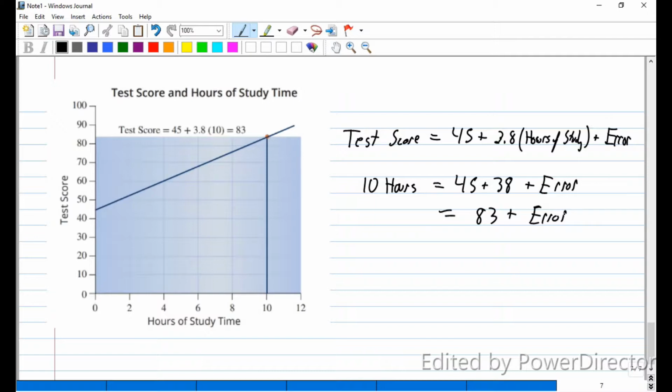And so that error could be positive, it could be negative, it could affect my score, and it's going to probably be different from person to person. But let's say that the error was about 5 points. Well, that would be reasonable. So if I study for 10 hours, I'm going to make between a 78 and an 88. Of course, the larger the margin of error that I use, the higher range of values that I would get out.